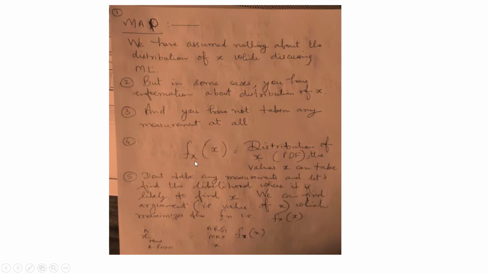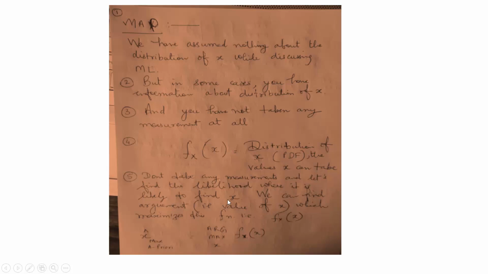f sub x of x. Now this distribution is the distribution of x, which is the PDF, the probability density function, of the values x can take. So this distribution explains the values of x which can be possible. Don't take any measurement. So let us find where it is likely to find x.